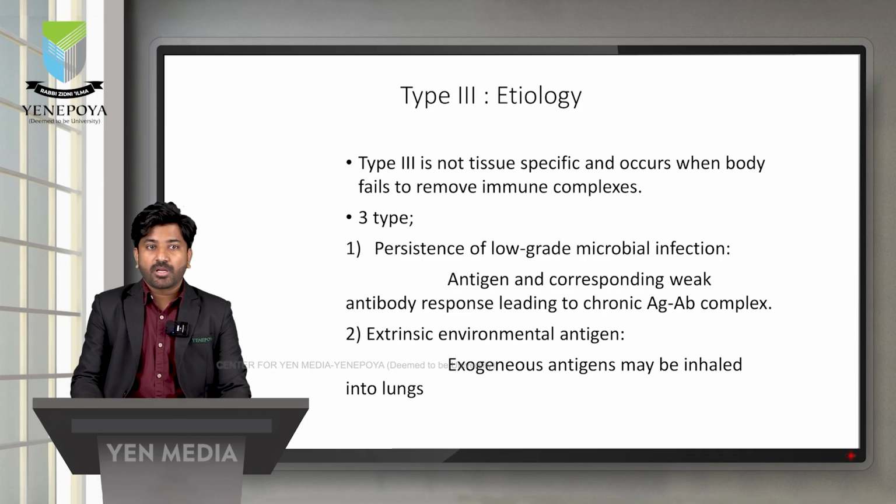There are 3 types. Number 1, persistence of low grade microbial infection, where the antigen will lead to weak antibody production. This weak antibody results in a loss or reduced affinity to the antigen. Hence, antigen antibody complex will be formed, but not strong enough to remove or destroy the antigen. Hence, more and more immune complex will be formed, and these immune complexes can lead to type 3 hypersensitivity reaction.